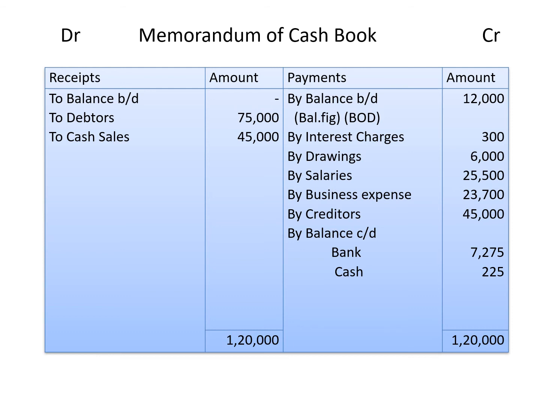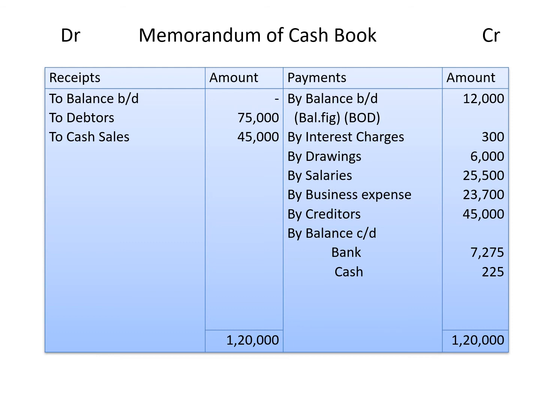And also the closing balance of bank and cash is given. So bring down the closing balance. Opening balance we bring down towards the debit side. In this question it's not given. On the credit side we record the closing balances. So by balance carried down, bank 7,275 and cash 225. There are no other items that relate to the cash book.